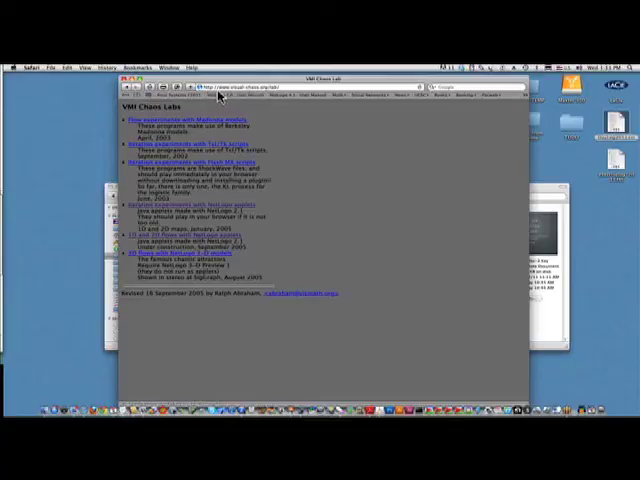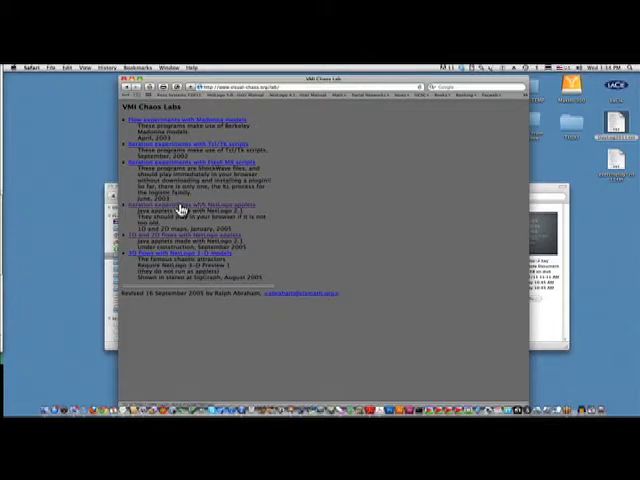I don't know if you can read this URL up here, www.visual-chaos.org/lab. That's where you'll find the necessary model for homework number two.